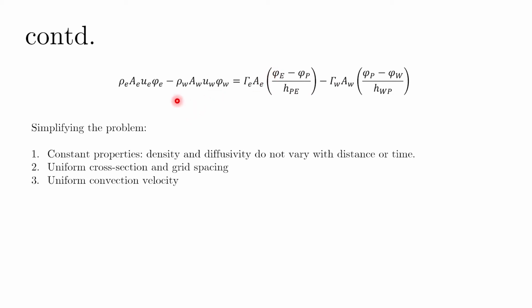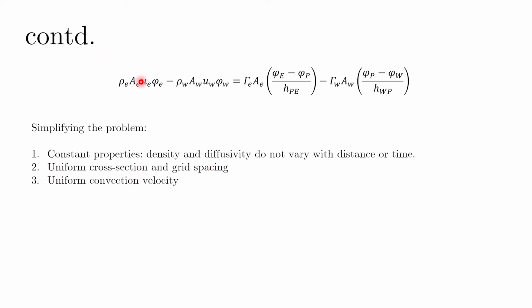And in order to proceed further, now we can simplify the problem. So the simplification that I'm taking here is that we have constant properties, that is the density of the fluid and the diffusivity of the material, that is gamma and rho. They do not vary with distance or time. Because it's a steady problem, we have already assumed that, but here we are more focused on the distance aspect. The second simplification is that we are talking about a uniform cross section and grid spacing.